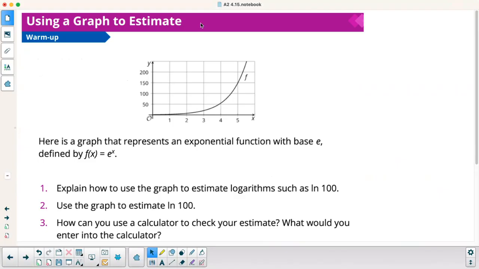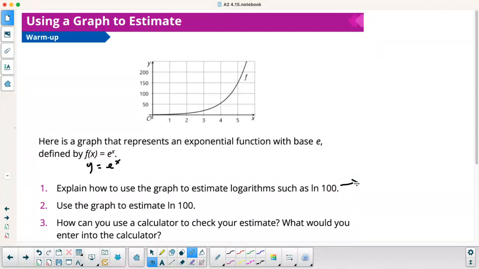All right, warm up. Here's a graph that represents an exponential function with base e, defined by f of x equals e to the x. So think of it as y equals e to the x. Explain how to use the graph to estimate logarithms such as ln of 100.